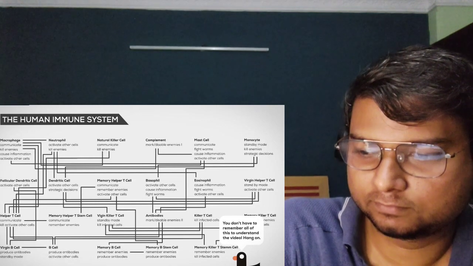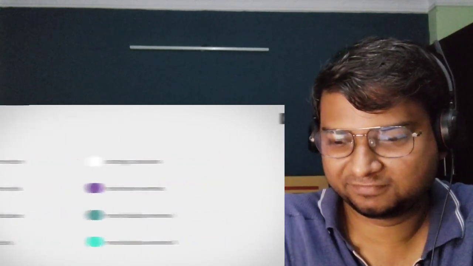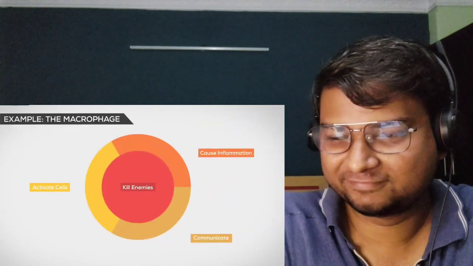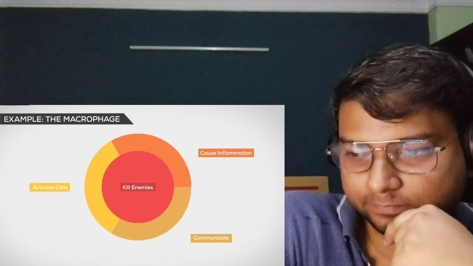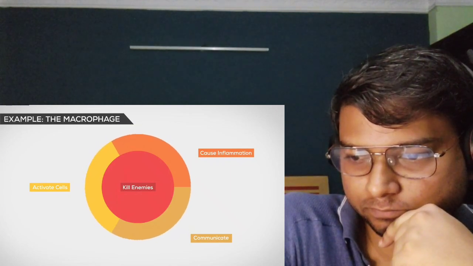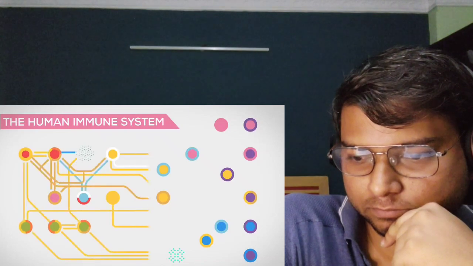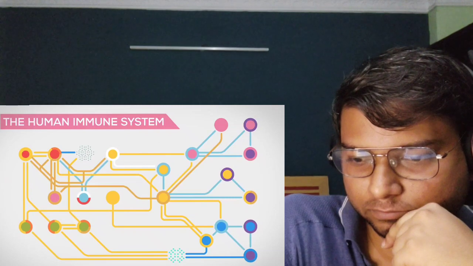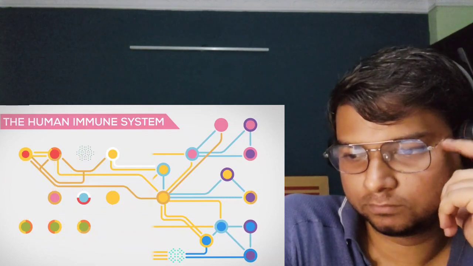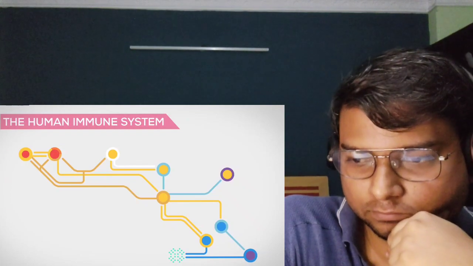Now, let's make this understandable. First of all, let's add colors to the jobs. Now, let's illustrate the cells. The central color represents the main job of the cell, while the surrounding ones represent secondary duties. Now, the immune system looks like this. Now, the interactions. Isn't this complexity just awesome? For this video, we will only talk about these cells and ignore the rest. So, what happens in the case of an infection?